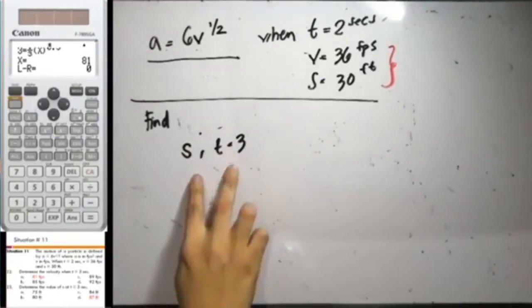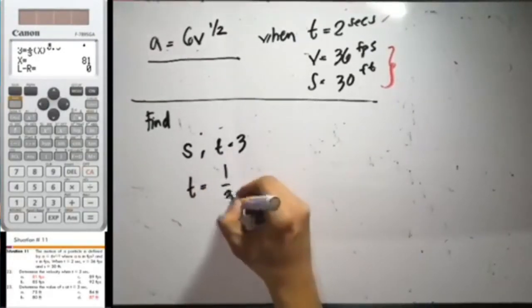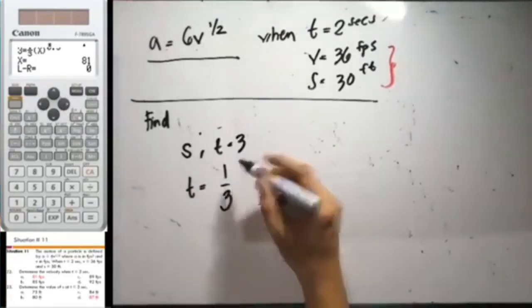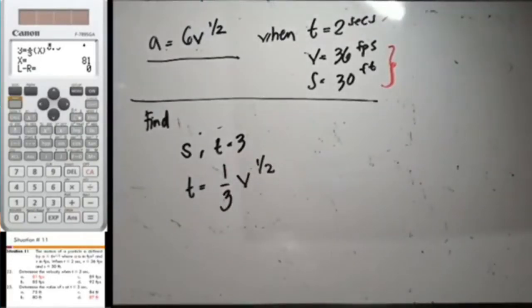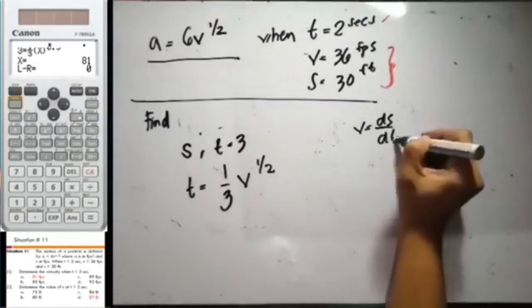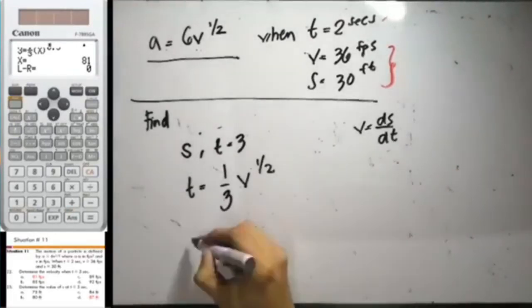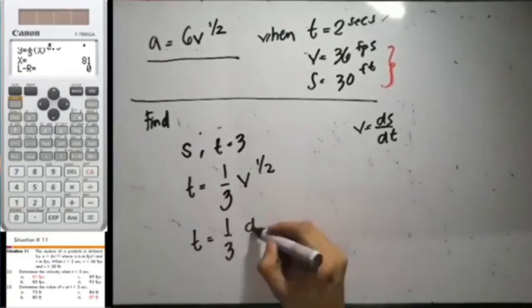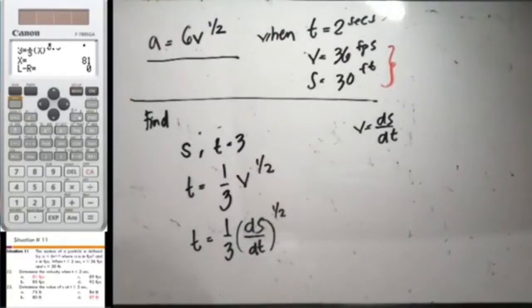Ay, shucks, nabura ko yung equation natin kanina. T equals 1/3 v raised to 1/2. Parang ito ata, no? Okay. So, alam mo naman na velocity equals ds over dt. So, pwede bang palitan yung v ng ds over dt? Then, you have to integrate. Okay? Then, t equals 1/3 ds over dt raised to 1/2. Okay? So, gawin natin, para malipat natin yung ds, lipat natin ito dun.